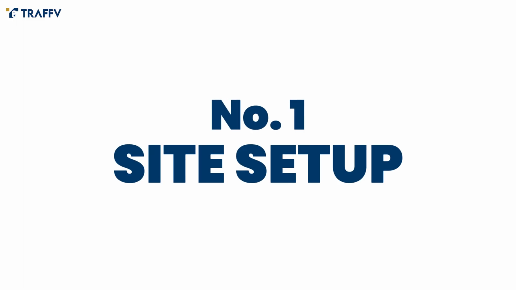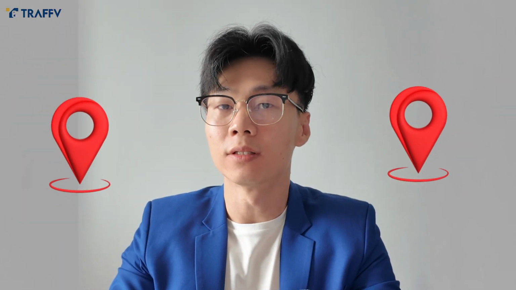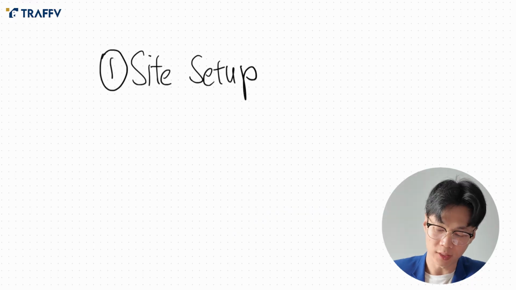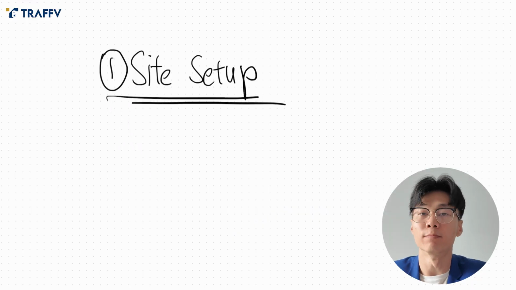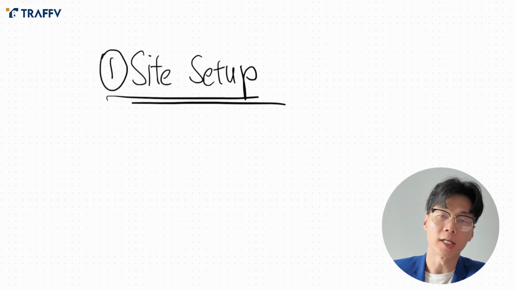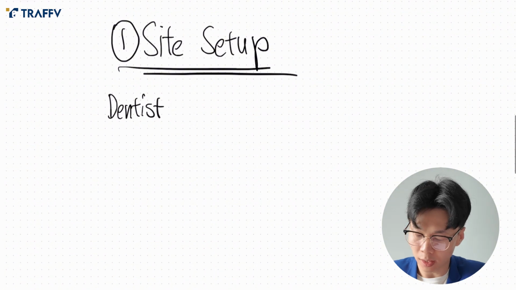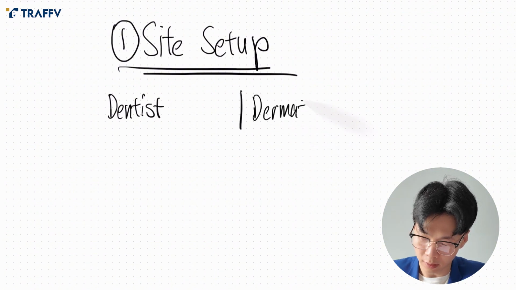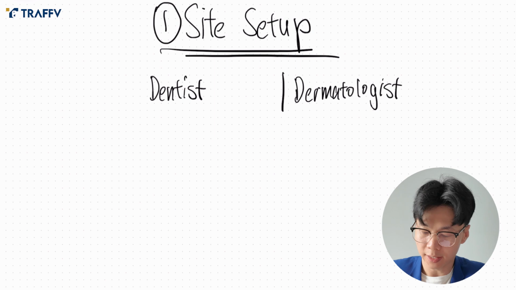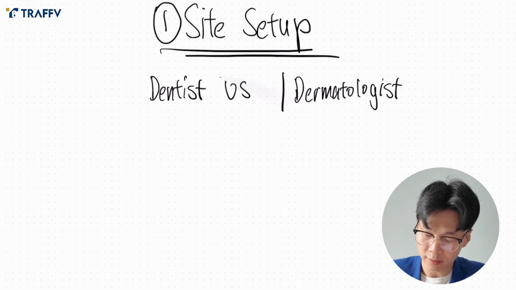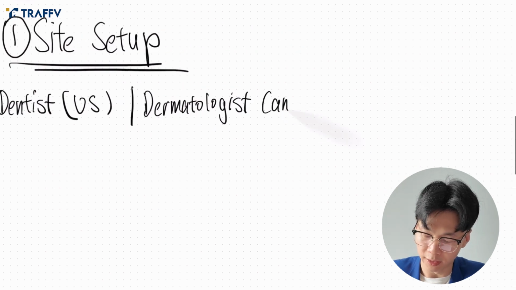So step number 1 is site setup. In order for you to make sure that Google understands how many clinic locations your business has, you have to set up your site properly, and it's actually very simple to set up. So I'm going to show you a very clear example, one using a dentist and the other one using a dermatologist. Let's just say this dentist is operating in the US and this dermatologist is operating in Canada. I'm going to give you 2 examples of how to set this up, and it's very simple to implement.